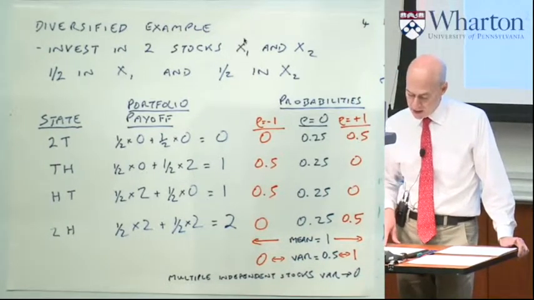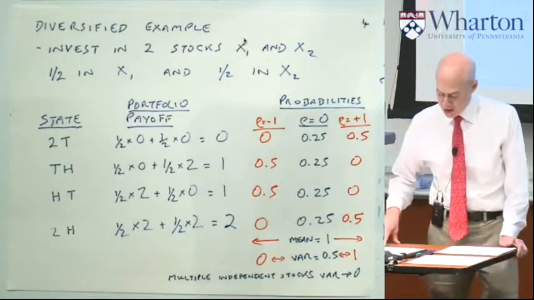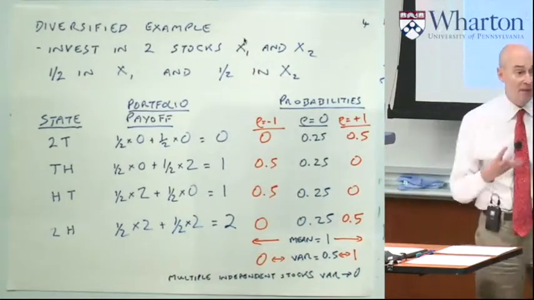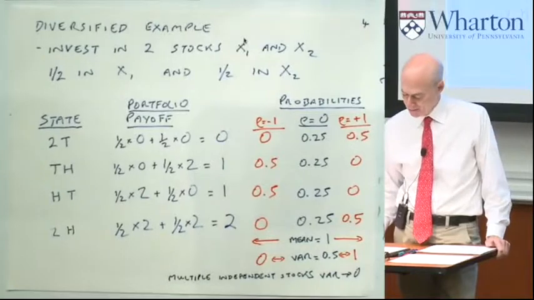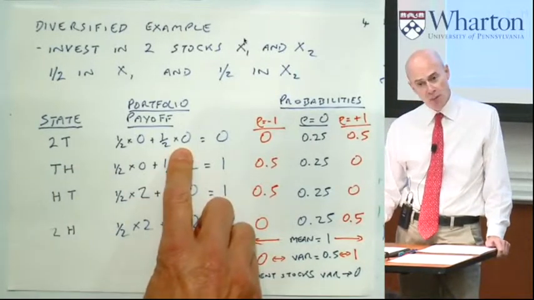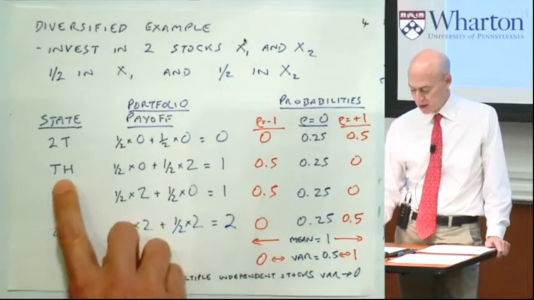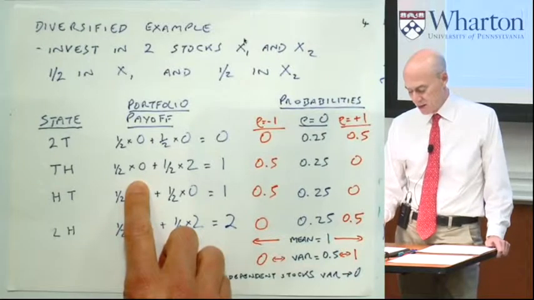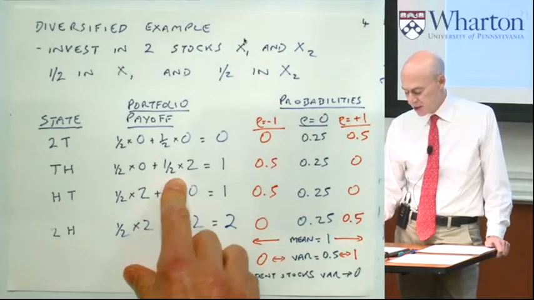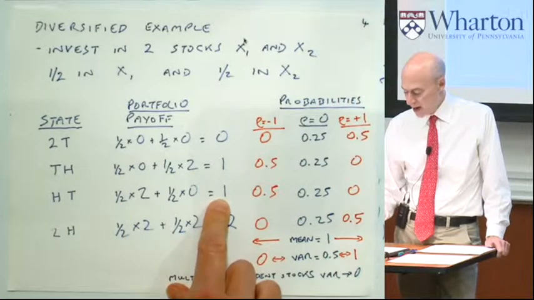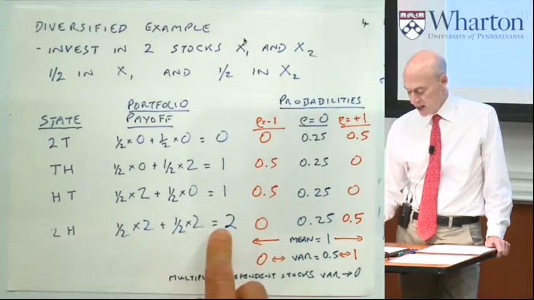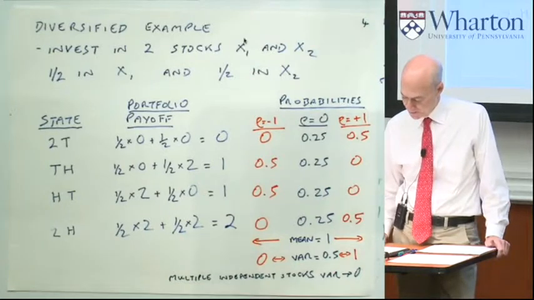Since there are two stocks, two coins, we can get four possible outcomes. We have two tails, tail-head, head-tail, and two heads. If we get two tails, the portfolio payoff is 0. Tail-head, we get a half times 0 plus a half times 2, which is 1. Head-tail, the other way around, but we still get 1. Two heads, we get 2.